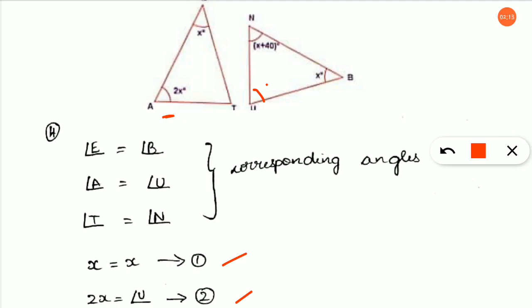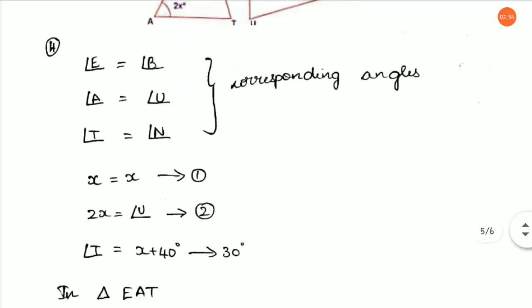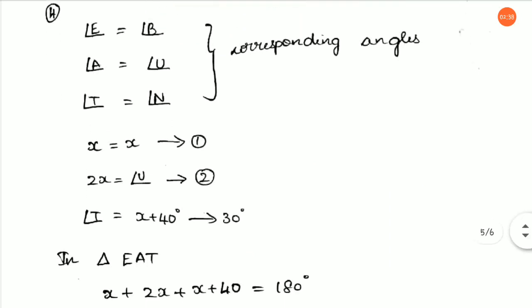And then the third angle, angle T. Angle T also does not have a value, so we can consider it as angle T, and it is equal to angle N. What is the value of angle N? X plus 40. And then we are going to substitute it. Now, after this, you can find the value of T alone, right? So we know that angle T is also equal to X plus 40.